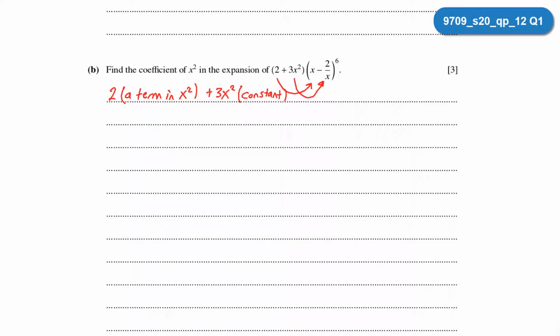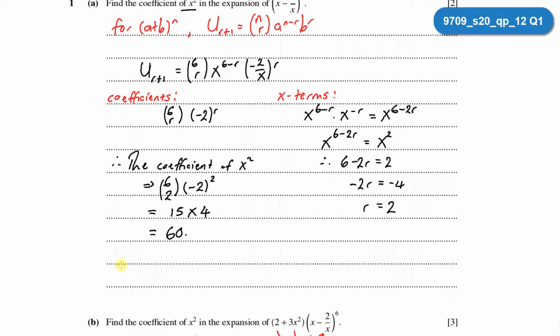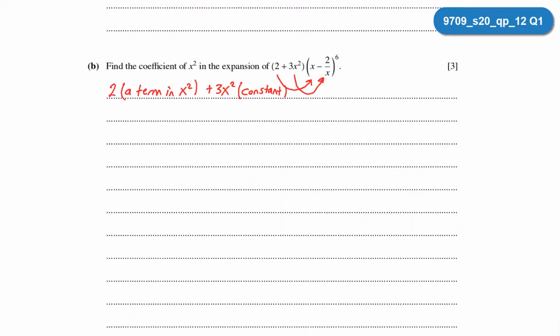So we already have a term in x squared in the binomial expansion of x minus 2 over x to the power of 6, and we obtained it already as 60. So we've got 60x squared as the term in x squared. So this part we already have. So what we now need to find is a constant or the term independent of x in the binomial expansion of x minus 2 over x to the power 6.